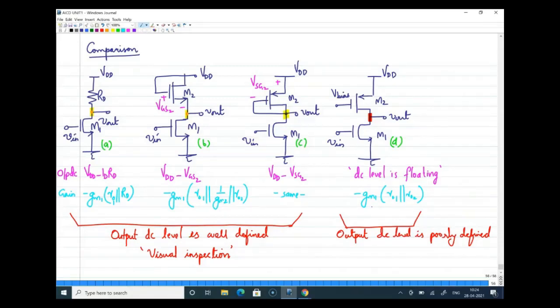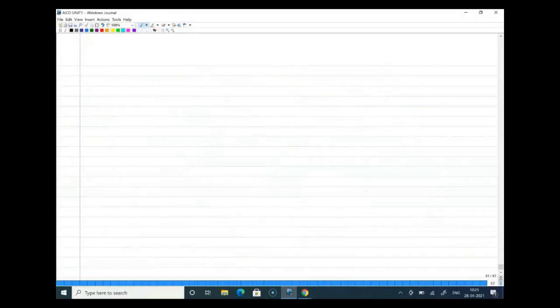If you have questions, please ask now or even at the end of the session. All right, we are moving on. This is the comparison we have done. We did this in the previous classes, but I have just written it in one place together so that we can review it. Now moving on to the last variety, that is the CS amplifier.